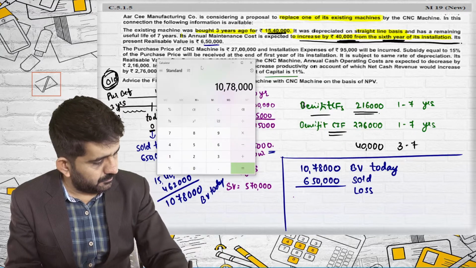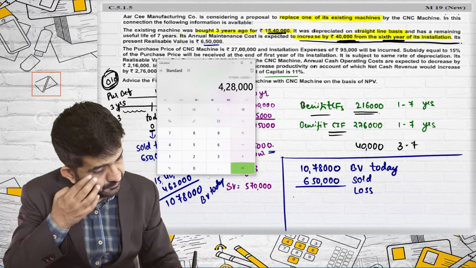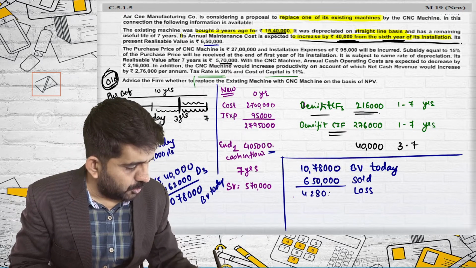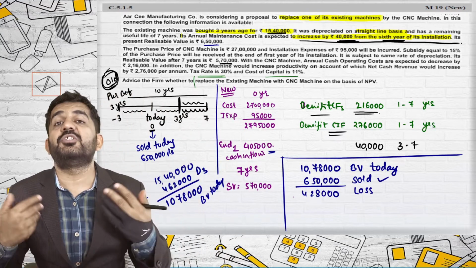10,78,000 minus 6,50,000, which is 4,28,000. There is a loss of 4,28,000. Sir, we have already considered the selling price, which is our cash flow.